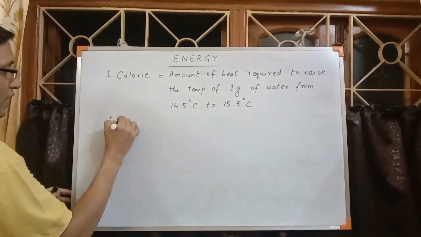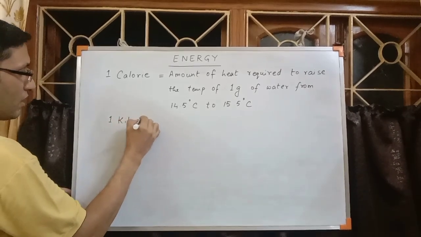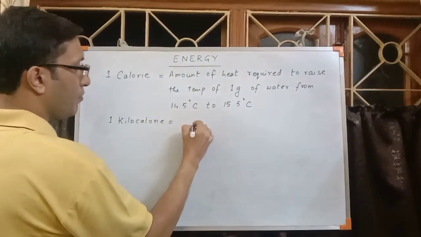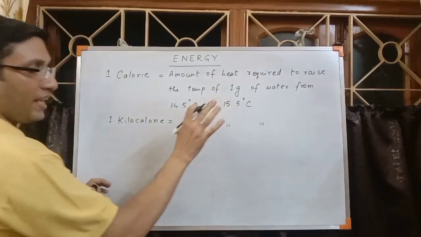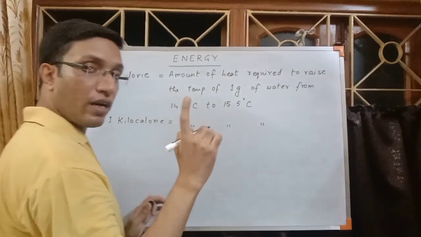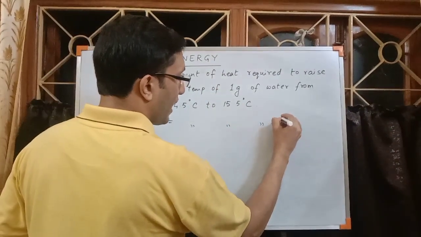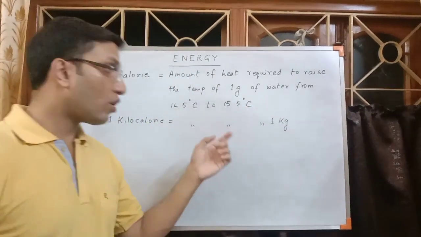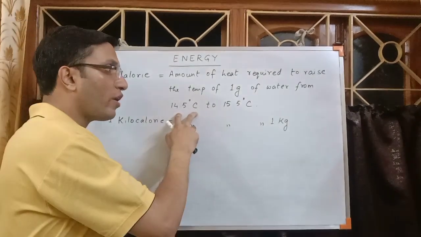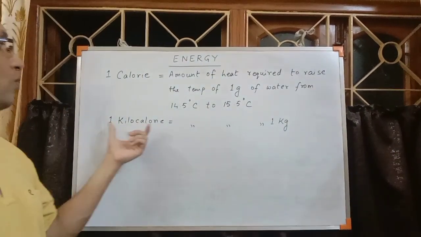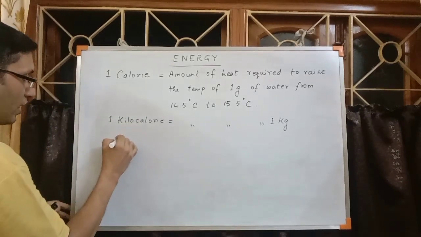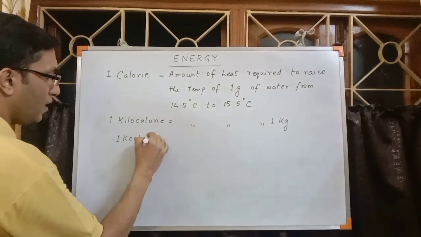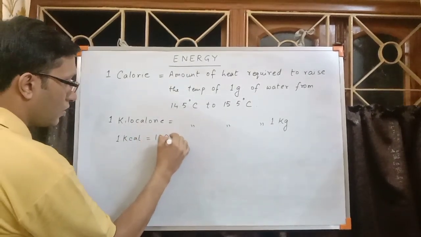And 1 kilocalorie of heat is almost the same thing. The entire definition will remain the same. The minor change is that instead of taking 1 gram of water, we take 1 kg of water. So the amount of heat required to raise the temperature of 1 kg of water from 14.5 to 15.5 degrees Celsius is called 1 kilocalorie. And 1 kilocalorie, in short written as kcal, is equal to 1000 calorie.